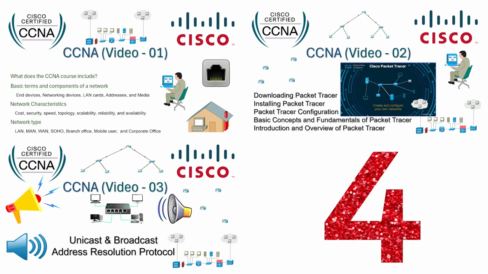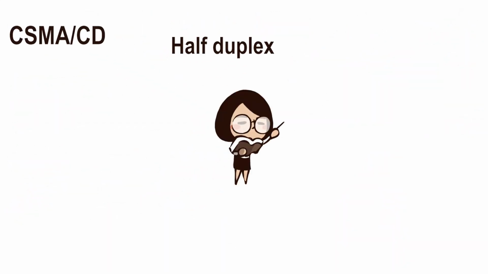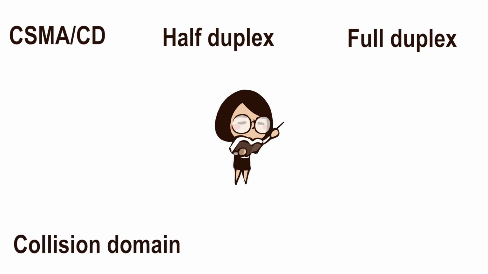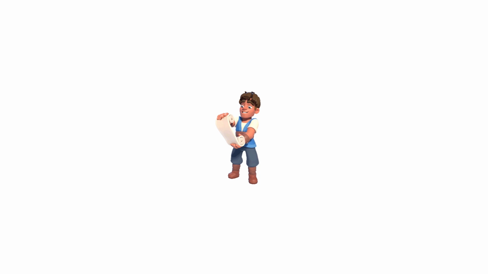This video is the fourth video in our ongoing tutorial series on CCNA. In it, we will learn about CSMA/CD, half-duplex, full-duplex, collision domain, and broadcast domain. Let us start with the basic concepts we need to understand these terms.